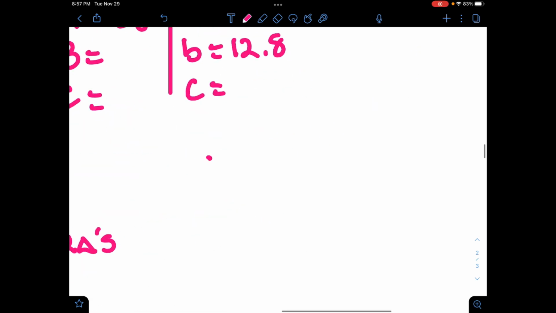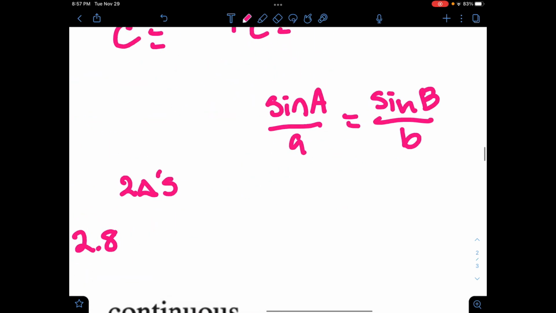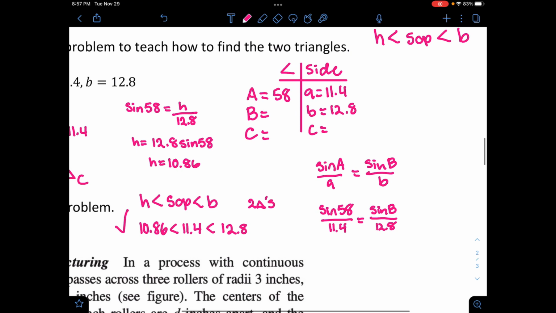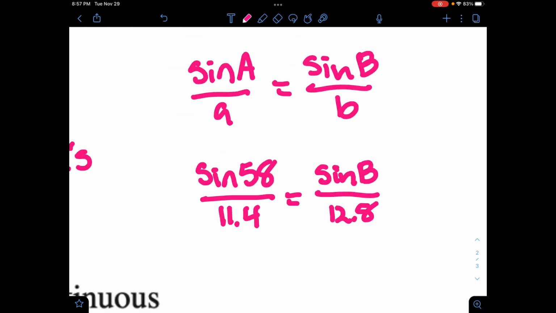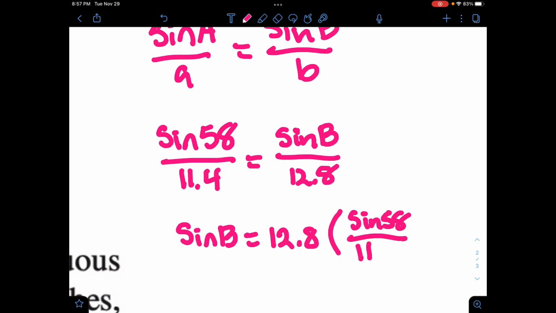So how we're going to solve this is we're going to use the law of sines again. So it's going to be sine A over A equals sine B over B, so sine 58 over 11.4 equals sine B over 12.8. To solve for sine B, you're going to need to multiply by 12.8 on both sides. So we're going to multiply here, and we're going to multiply here. That would equal sine B equals 12.8 times sine 58 over 11.4.